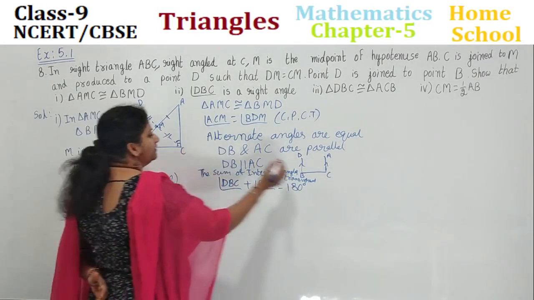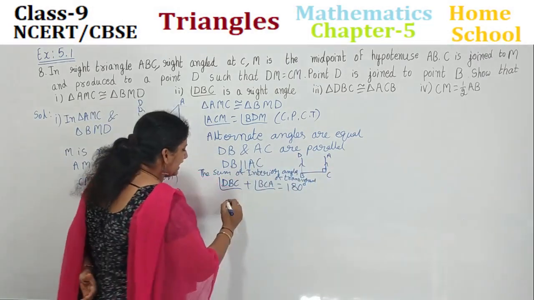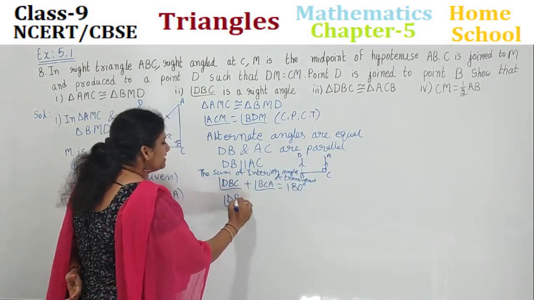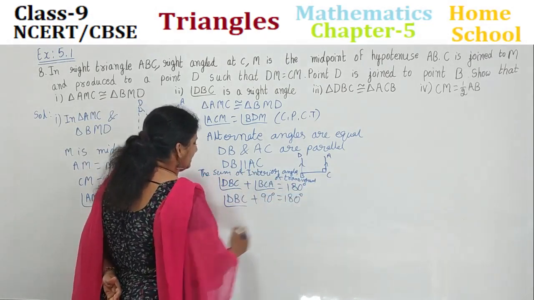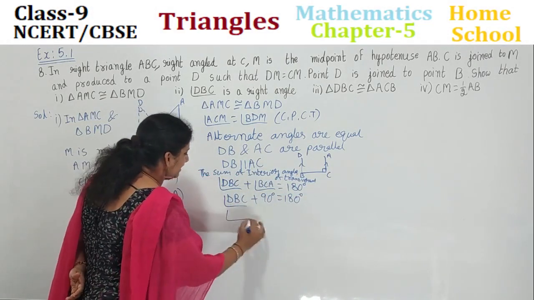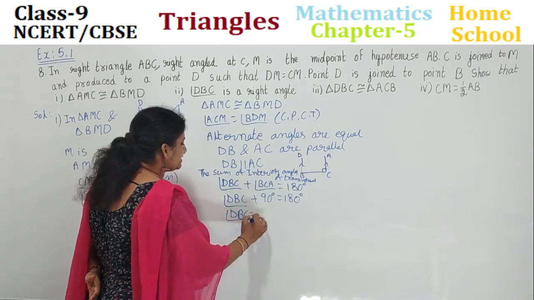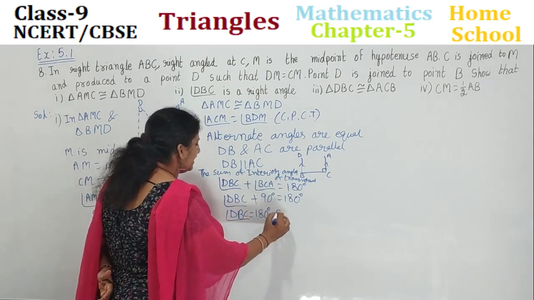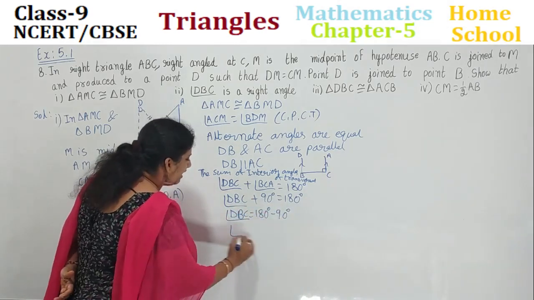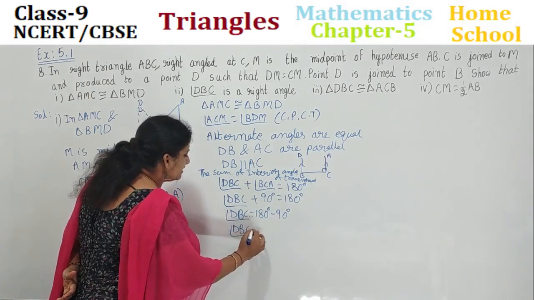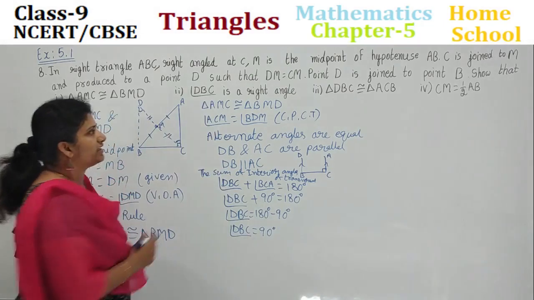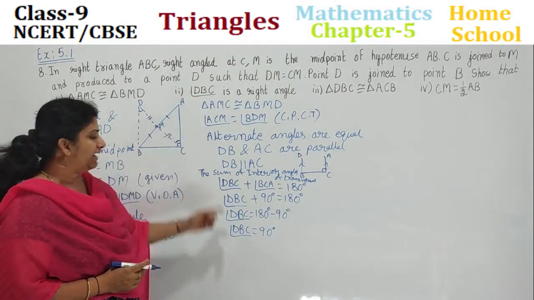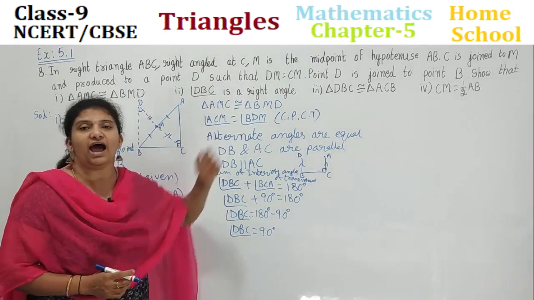I know that angle BCA is 90. Angle DBC plus 90 degrees is equal to 180 degrees. Sending this 90 to the other side, angle DBC is equal to 180 degrees minus 90. Angle DBC is equal to 90 degrees. Yes, this is the only thing we needed to prove. Therefore, angle DBC is a right angle.